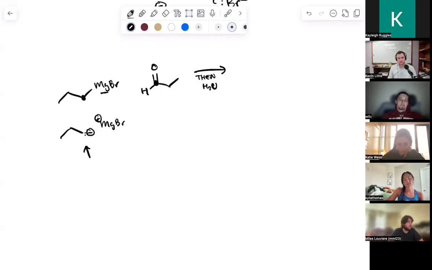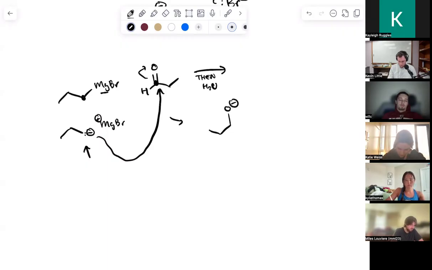It's a negatively charged carbon. So the nucleophile attacks the electrophile, pushes the electrons up, and I get something that looks like that. You can draw this hydrogen or not. It doesn't matter. It's implied. It's got to be there. So I can't be done yet. I've got a charged species. So that's when the then H2O comes in.